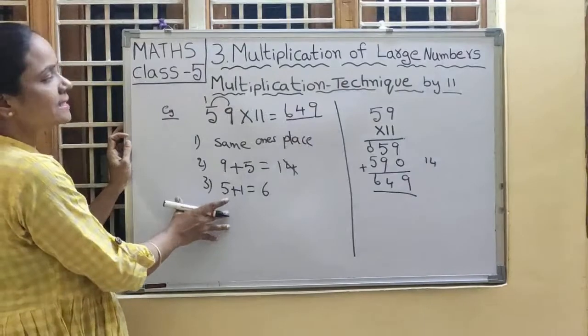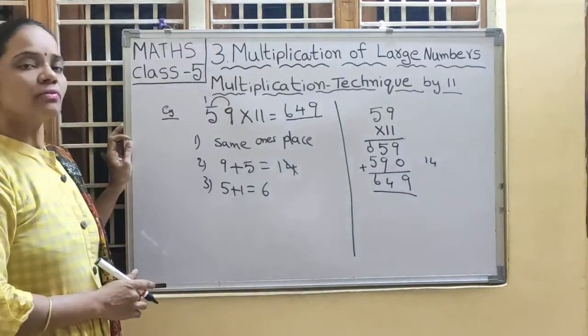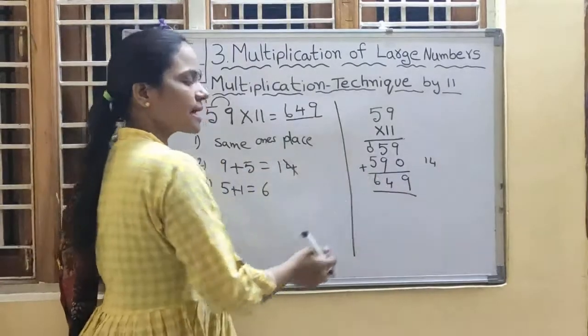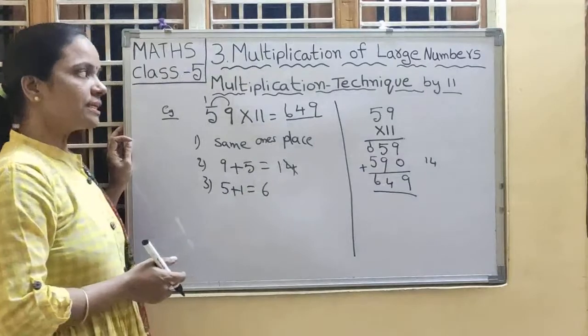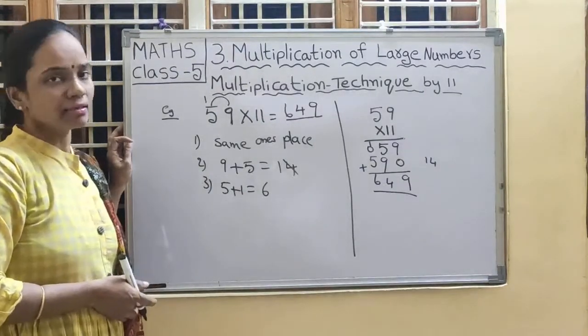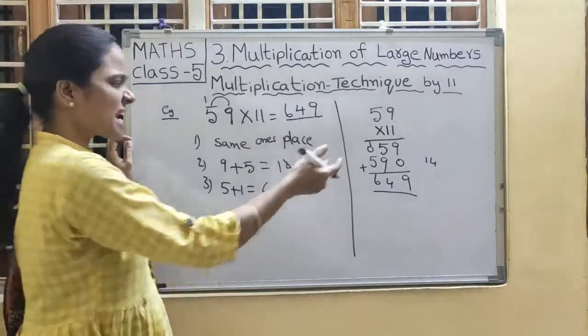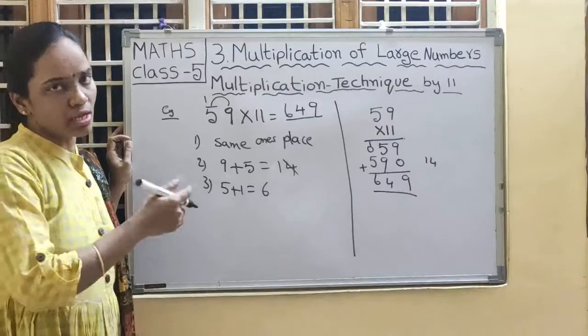So this is using technique. This is standard multiplication. Okay. So what is the difference between technique and standard multiplication? Here it reduces time. Using technique, if you solve a problem, it reduces our calculating time. But standard multiplication is taking much more time to solve.